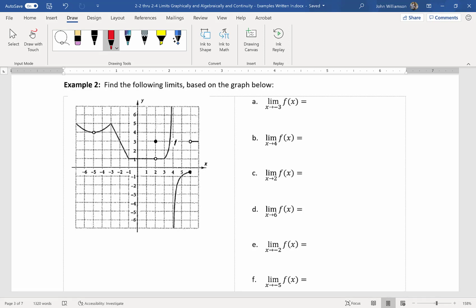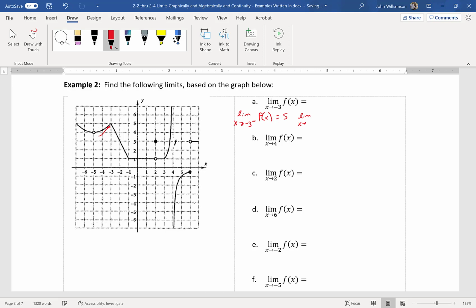Okay, so let's look at another example of finding limits graphically. So we again want to find the following limits based on the graph below. And so we know that in this case, the first one, the limit as x is approaching negative 3 of f of x. So again, we're going to find the one-sided limits. So the limit as x is approaching negative 3 from the left of the function f of x. And so as we do that, coming into negative 3 from the left, it's coming into 5. So the limit as x is approaching negative 3 from the left of f of x is 5.